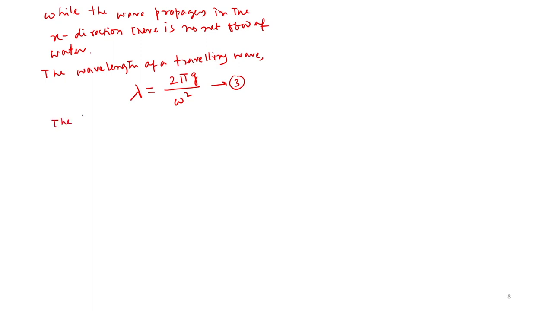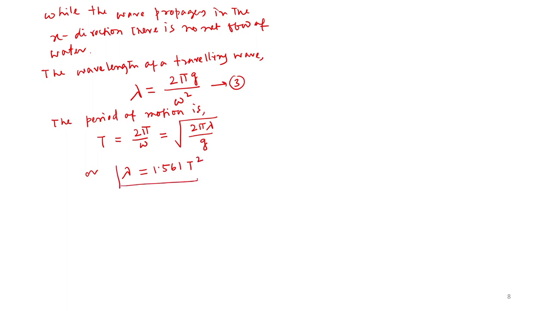And the period of motion is T = 2π/ω, which will be equal to the square root of 2πλ/g. Very easily we can demonstrate it, and also we can say that λ = 1.561 T². This may be equation number 4.